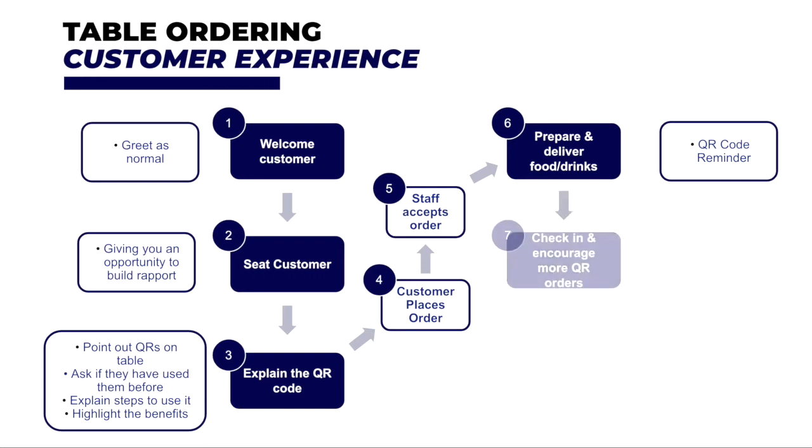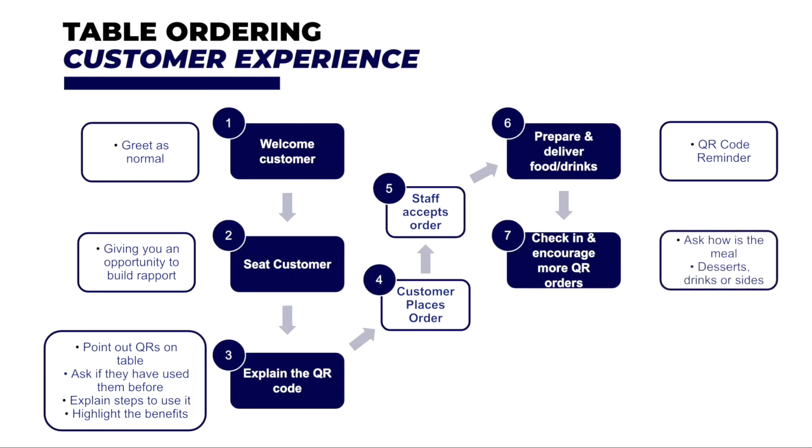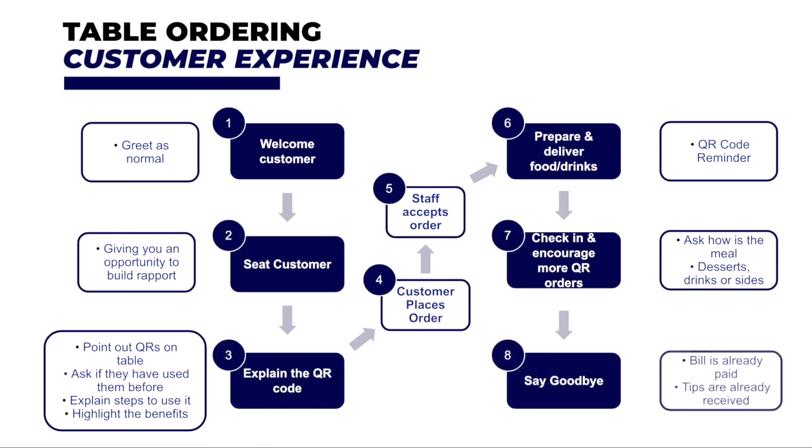Step 7. Check in and find out how the customer is getting on with their meal and encourage more QR code orders. As I'm sure you probably have staff on the floor checking to make sure customers are okay, this is a great opportunity to ask how the meal is and also suggest desserts, drinks, or sides that they can order using the QR codes. And finally, step 8, say goodbye. That's it. The bill is already paid and the tips have already been received.